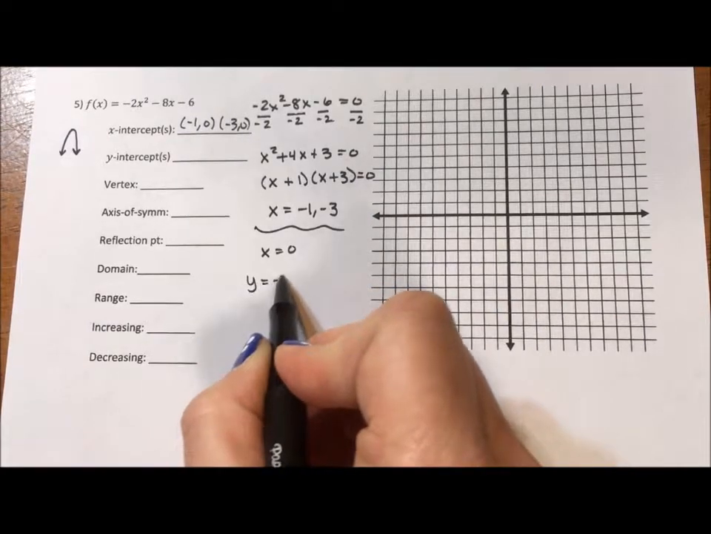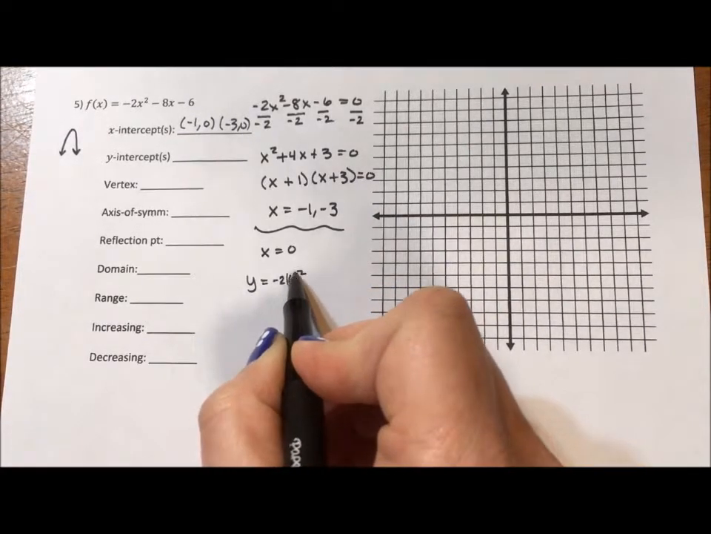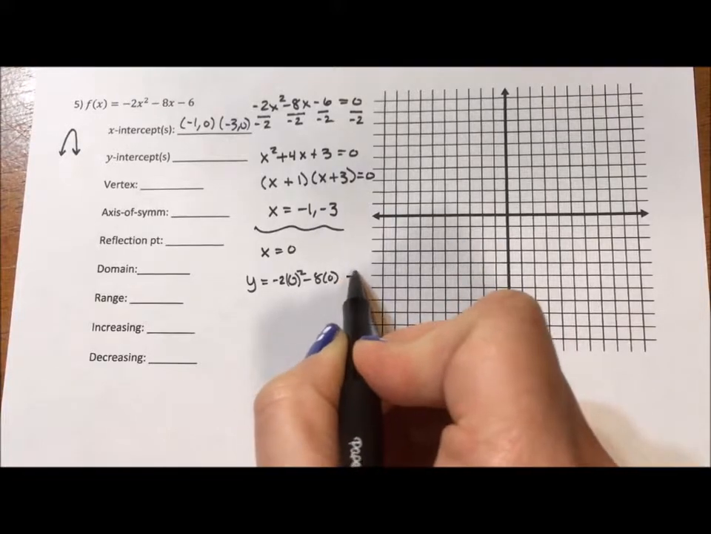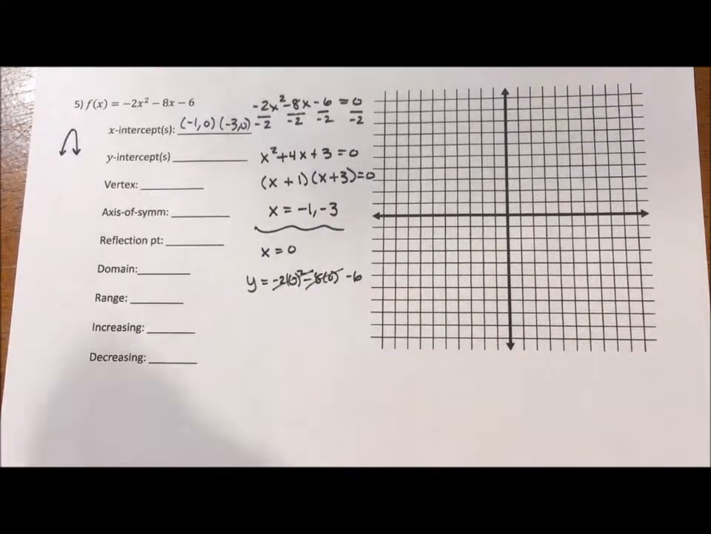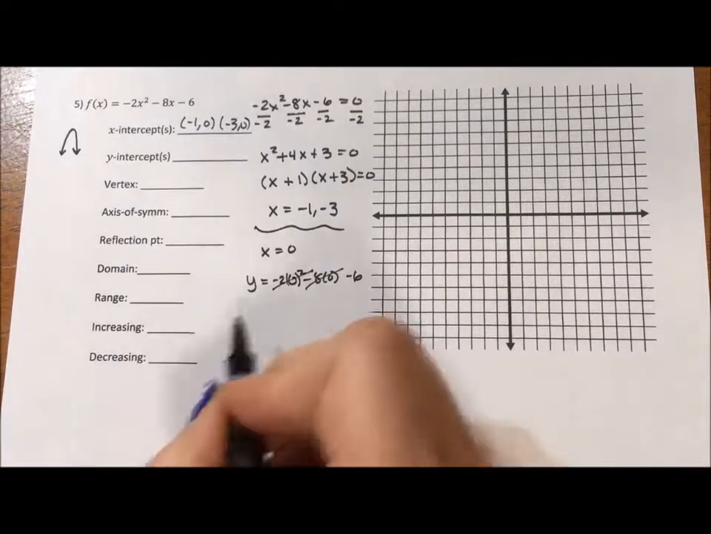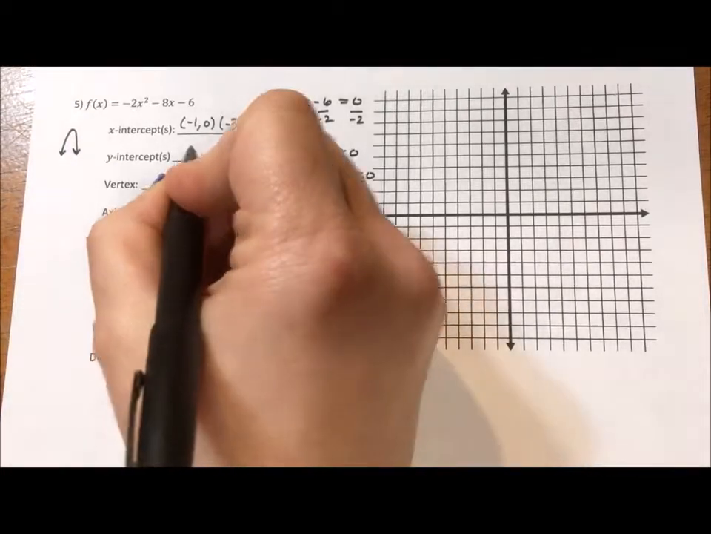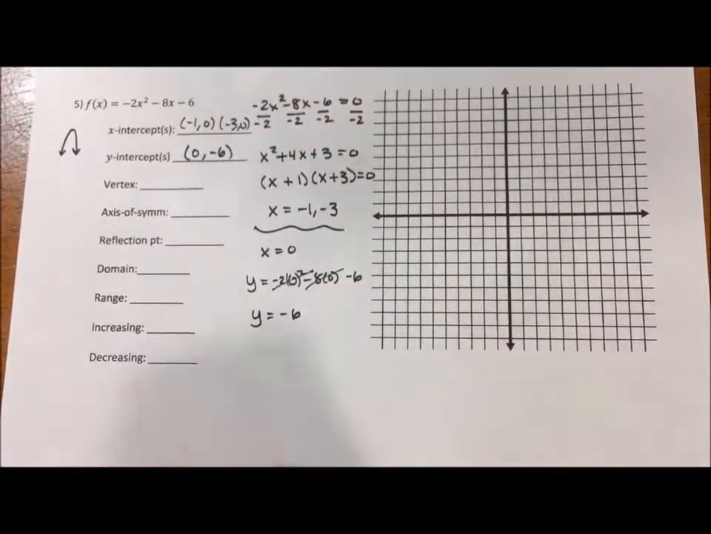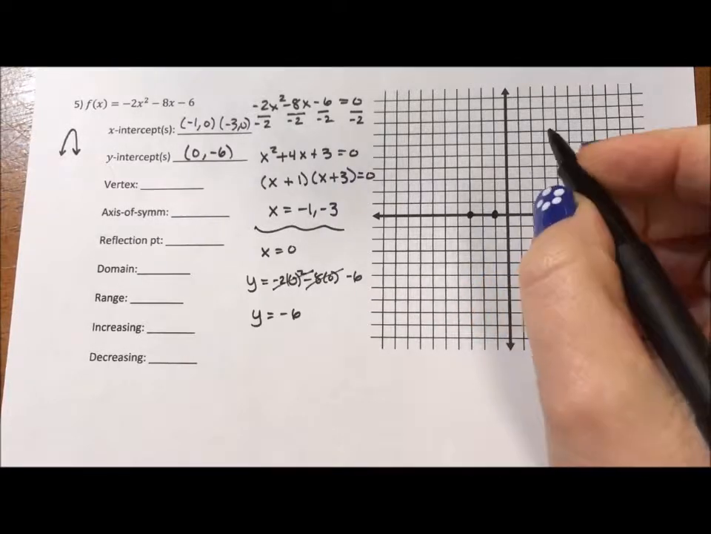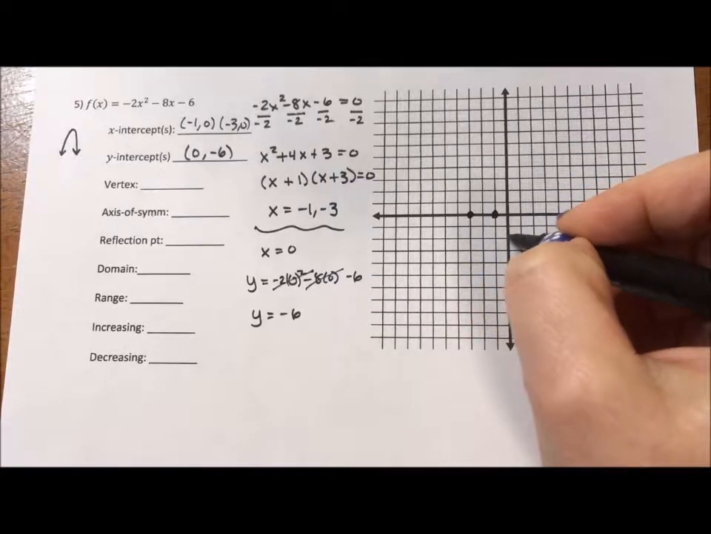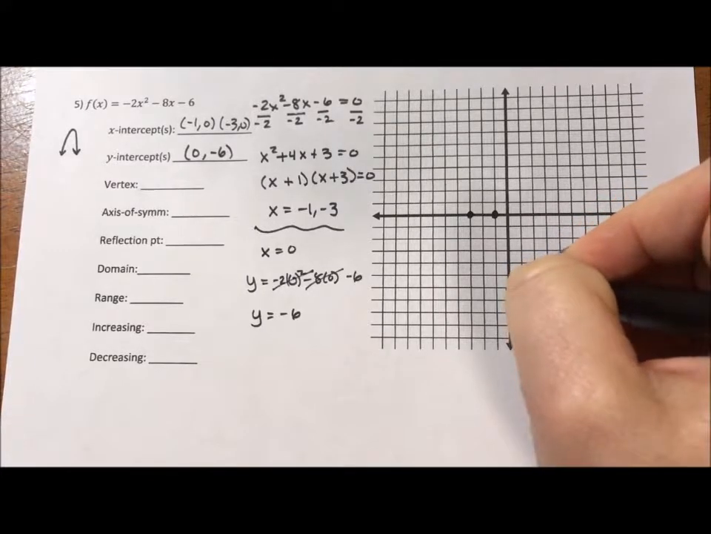y equals negative 2 times 0 squared minus 8 times 0 minus 6. I hesitate to write it like this. Make sure you cross off your 0 terms. Otherwise, the negative 2 and the negative 8 somehow end up in the final answer. They shouldn't. y is equal to negative 6. So 0, negative 6 is my y-intercept. So I have negative 1, 0, negative 3, 0, and 0, negative 6. 1, 2, 3, 4, 5, 6.